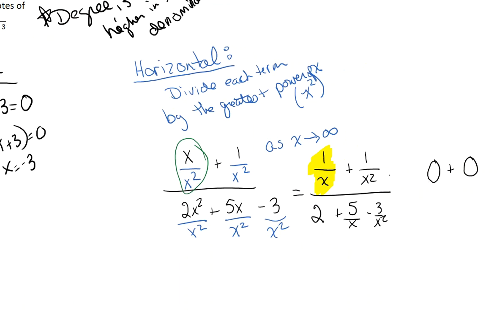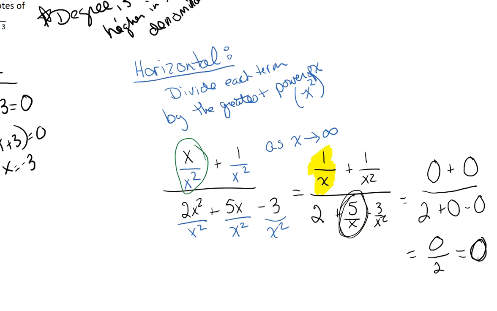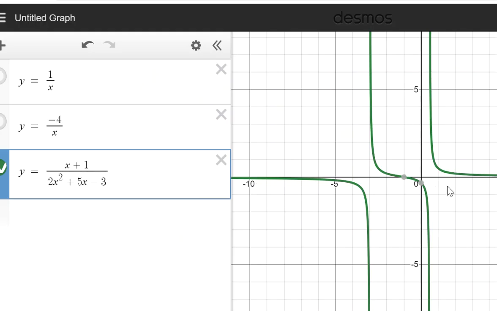Same thing with 1 over x squared. Nothing's really going to happen with that 2, so we're going to leave that there. But think about what happens as x gets larger for 5 over x. Again, it's getting smaller and smaller until it's as close to 0 as possible. Same thing here. So what we end up having is 0 over 2, and that reduces down to 0. This right here is your horizontal asymptote, y equals 0. And you can see that happen on these two sides.